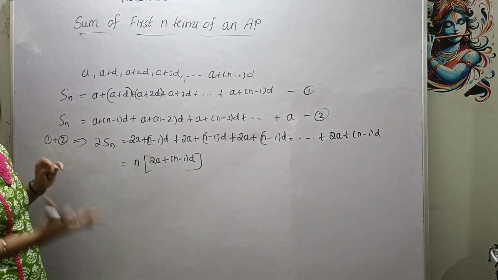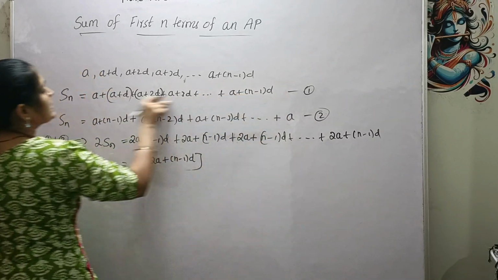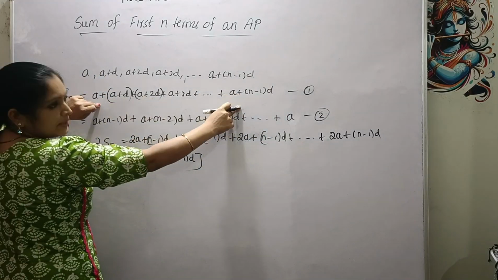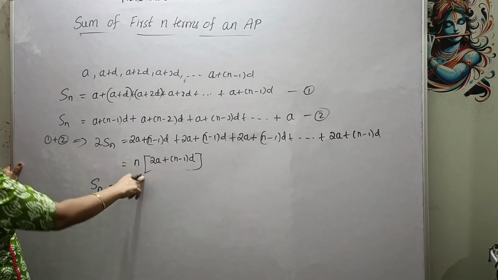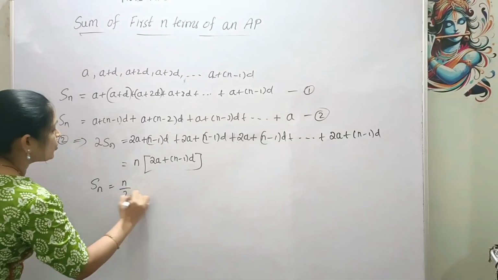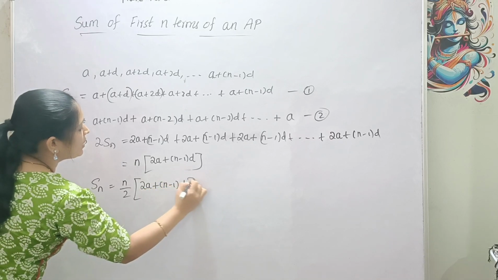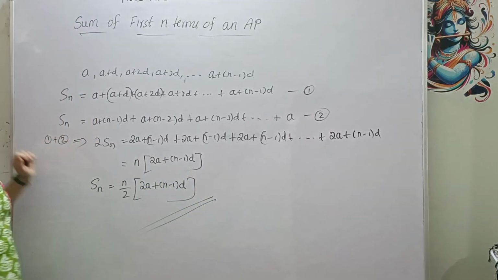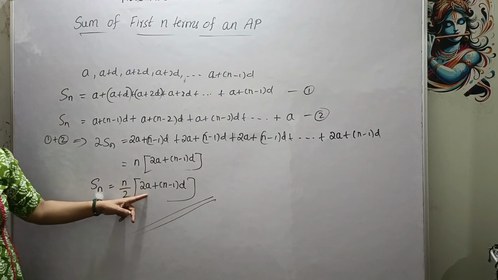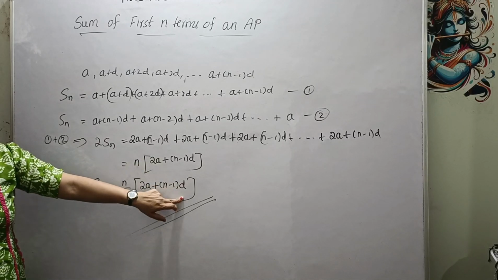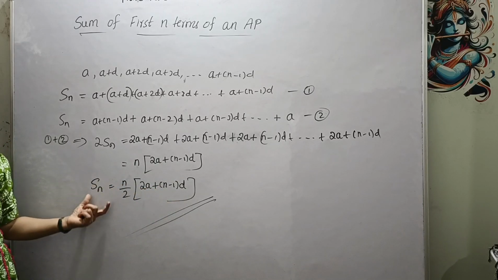Now here we need the sum Sn, right? That is Sn, the sum of these n terms. Sn is equal to, taking the 2 to the other side, n by 2 into (2a plus (n minus 1) into d). So it is the sum of the first n terms of an AP. Here a is the first term, d is the common difference, right? And n is the number of terms.